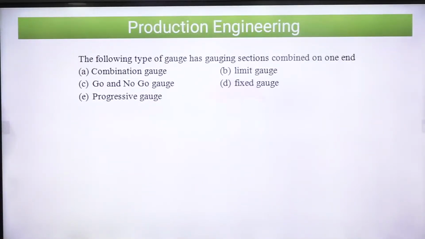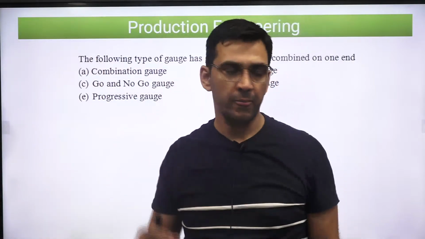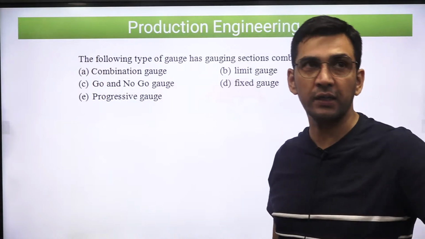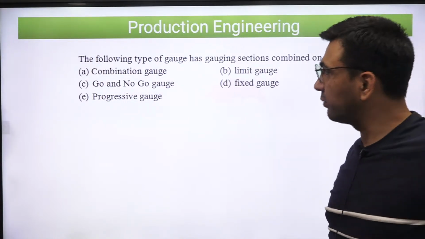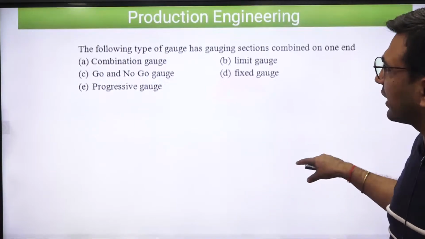Following type of gauges, gauge has the gauging section combined on one end. So I hope you have the idea of gauges, where we have different types of gauges that we use. You may be knowing the concept of limit gauges, right? We use maximum and minimum size to decide whether the part that we have made falls within those two limits or not, because we cannot make a part with a single limit, right? It is difficult, impossible for us to make through any manufacturing process. So that is why we have different gauges.